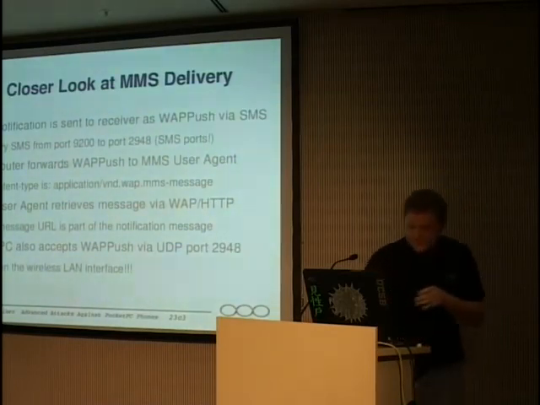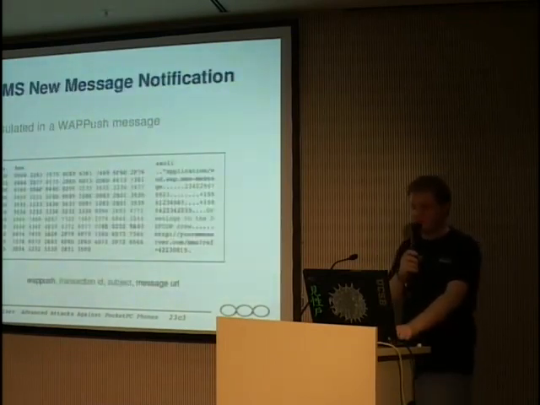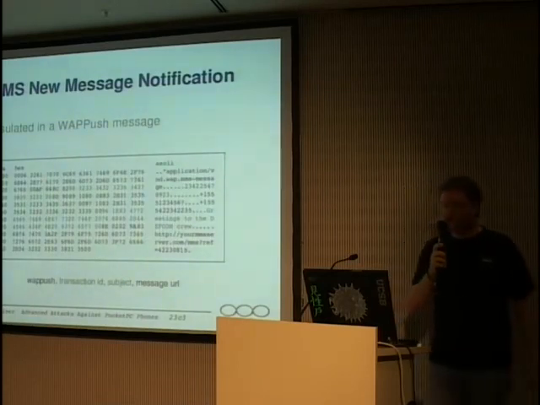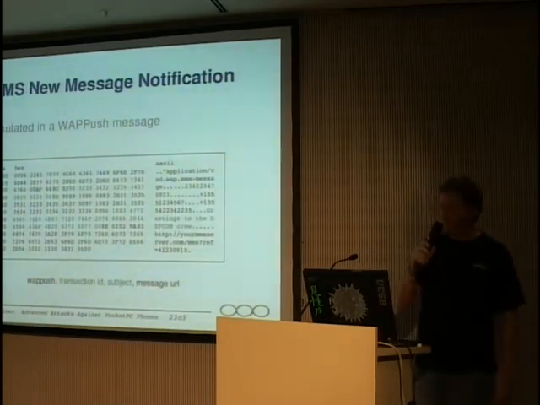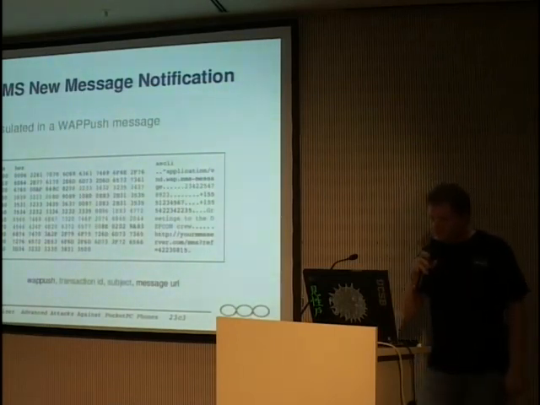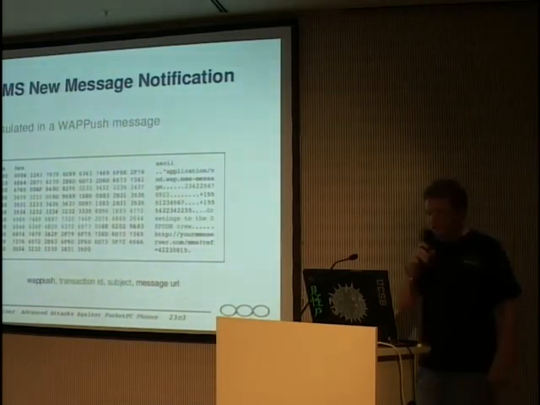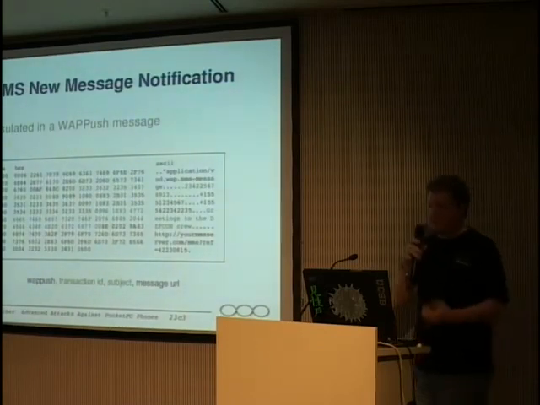That means you don't need an actual infrastructure to do testing. So here's a packet dump where you just see the MIME type in the beginning, then the transaction ID, the phone numbers which are not highlighted, the subject, and the message URL: your MMS service provider, and then some ID. That's what your phone gets. Just HTTP get me this.